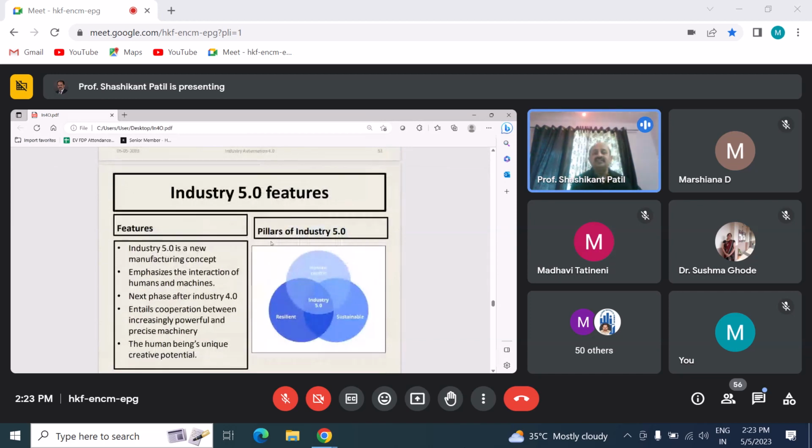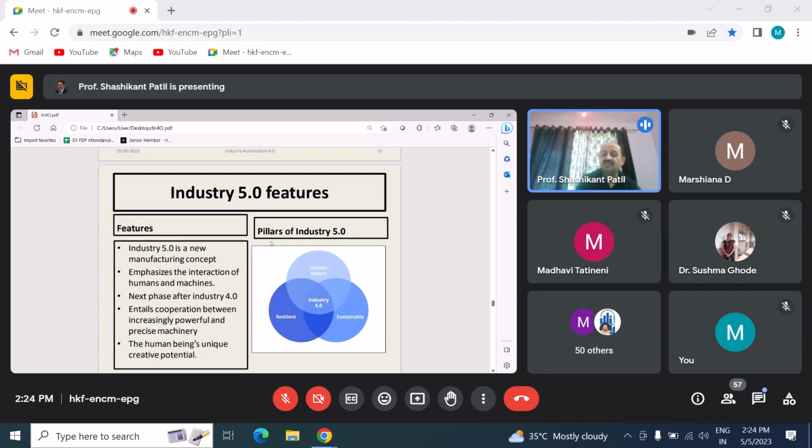So let us discuss Industry 5.0 features. Resilience, sustainability, and human-centricity are the three main pillars of Industry 5.0. So Industry 5.0 is a new manufacturing concept, an intelligent concept where the human being is given utmost priority. It emphasizes the interaction of humans and machines. Communication and interfacing of machines and human beings is highly expected. They will work hand in hand, like ideal co-workers, and they will finish the task. Whatever difficult, time-consuming, tedious, complex tasks will be done by machines, and critical thinking, innovation, controlling, and customization will be done by human beings.